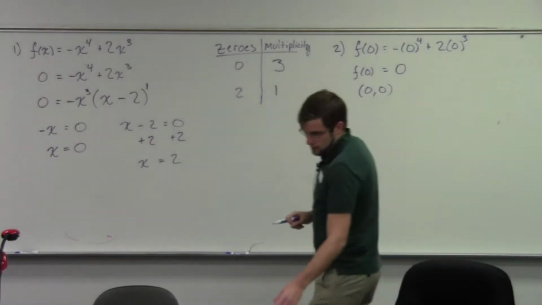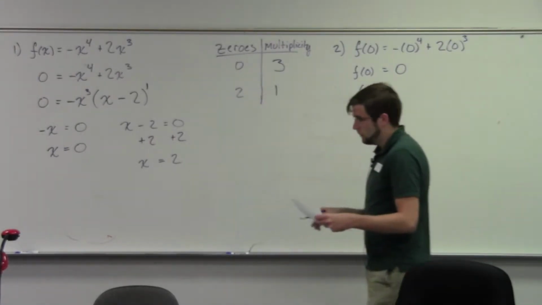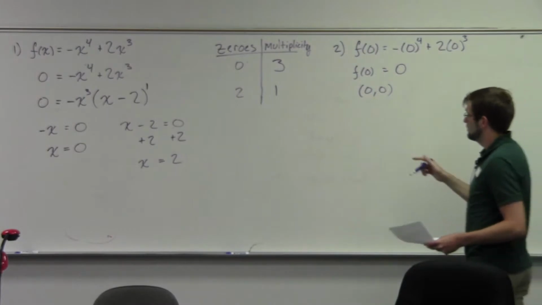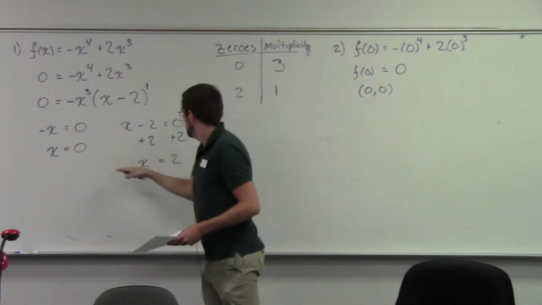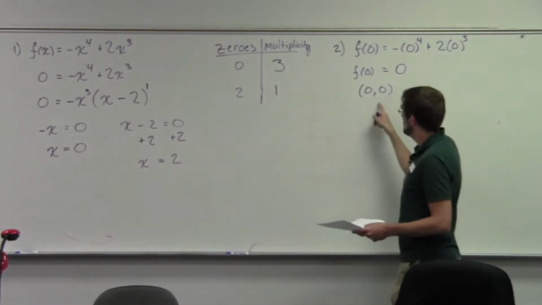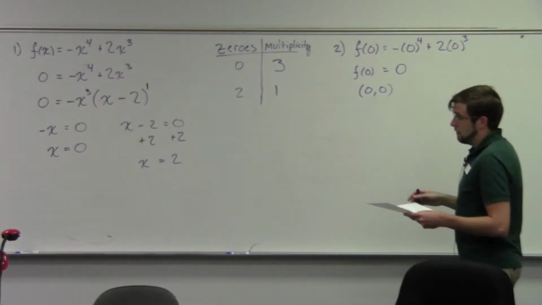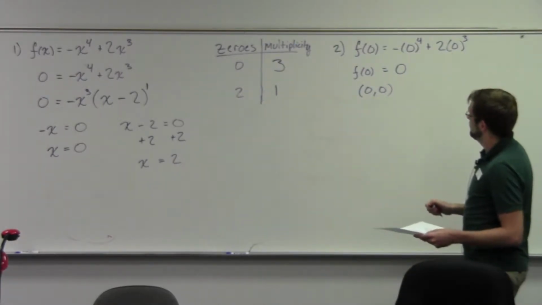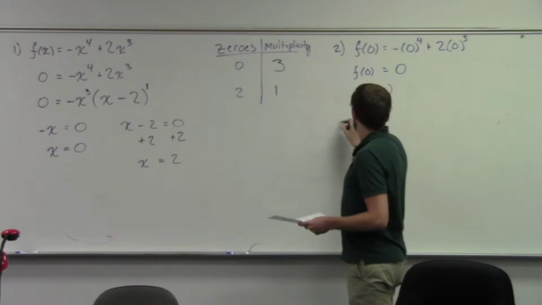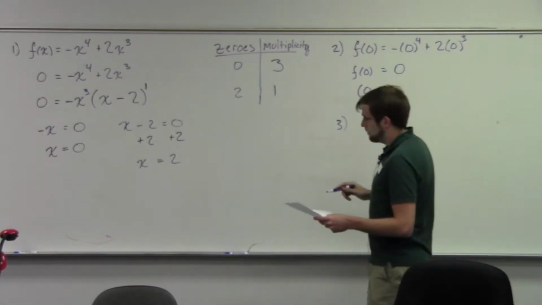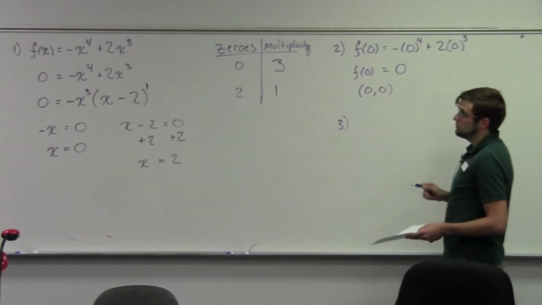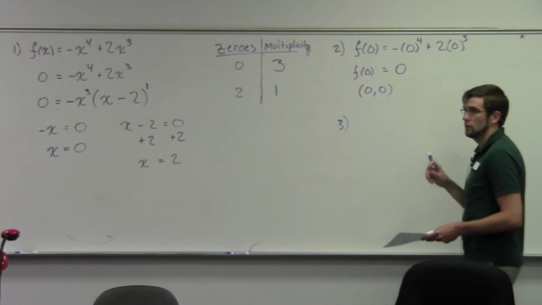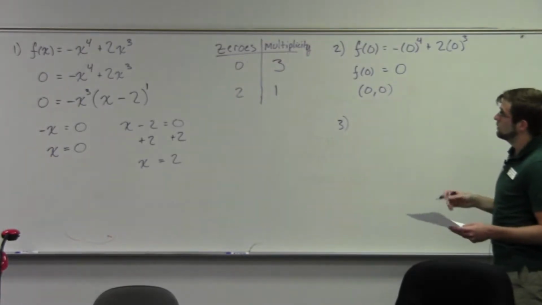All right, so now I found the y-intercept, so I have the x-intercepts right here at 0 and 2, and the y-intercept at 0. Now I need to determine the end behavior. According to the instructions, we use the leading coefficient test to determine the end behavior of a polynomial.